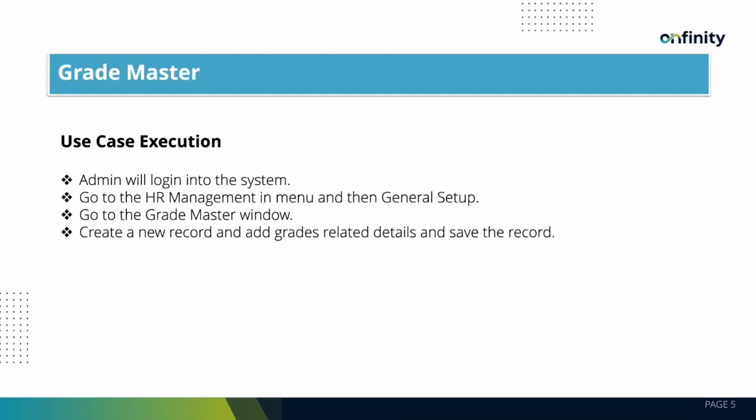For the use case execution, you will log into the system as an admin. You will then navigate to HR Management, then to General Setup, and then to Grade Master. In the Grade Master window, use Click Create New Record. You will enter the relevant details for each grade, such as trainee, junior, or senior. You will then save the record. Now let's see how it works inside the system.